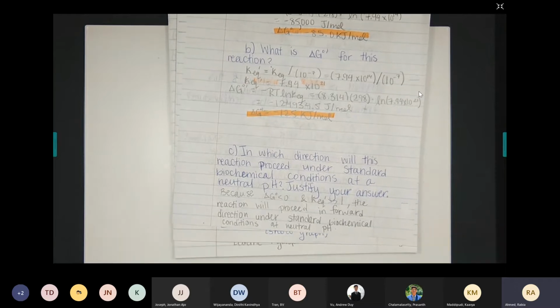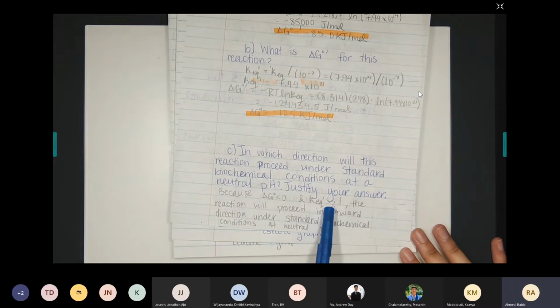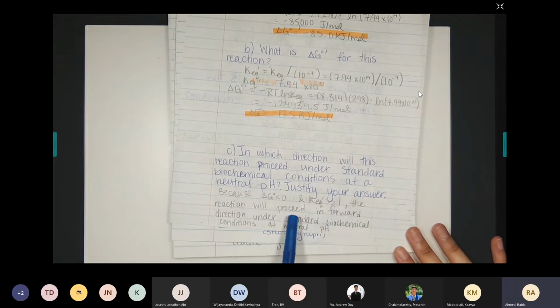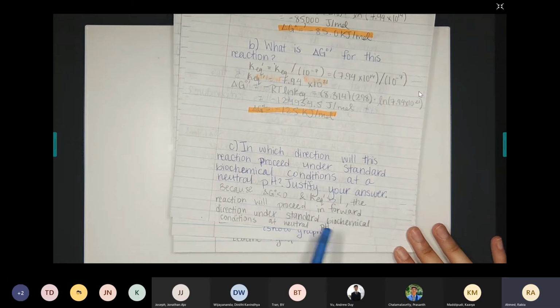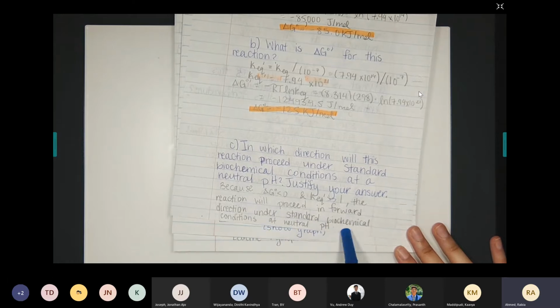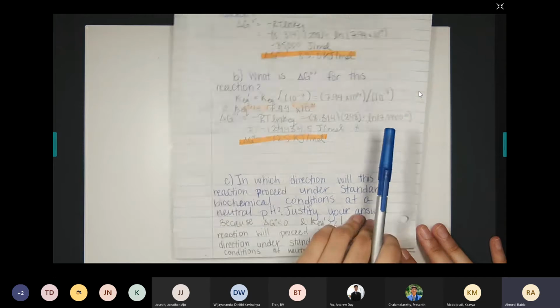Okay. So for C, in which direction will this reaction proceed under standard biochemical conditions at a neutral pH? Justify your answer. Because change of G is less than 0 and K_eq is greater than 1, the reaction will proceed in the forward direction under standard biochemical conditions at neutral pH.